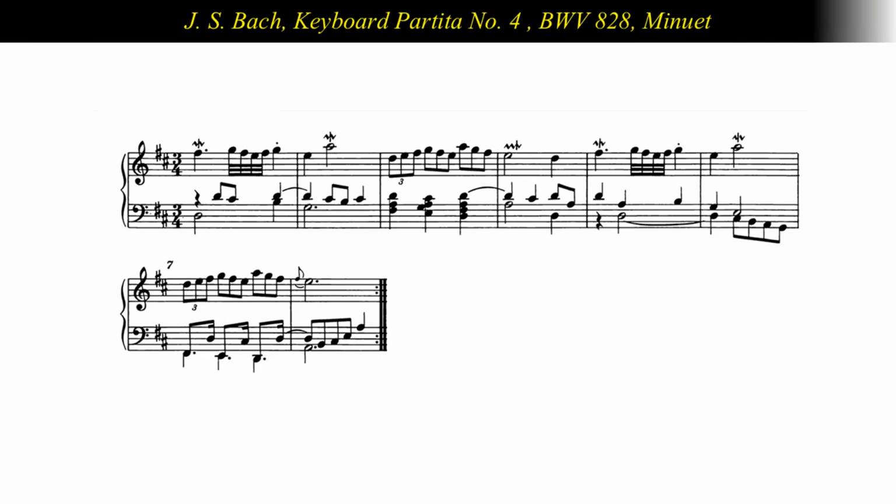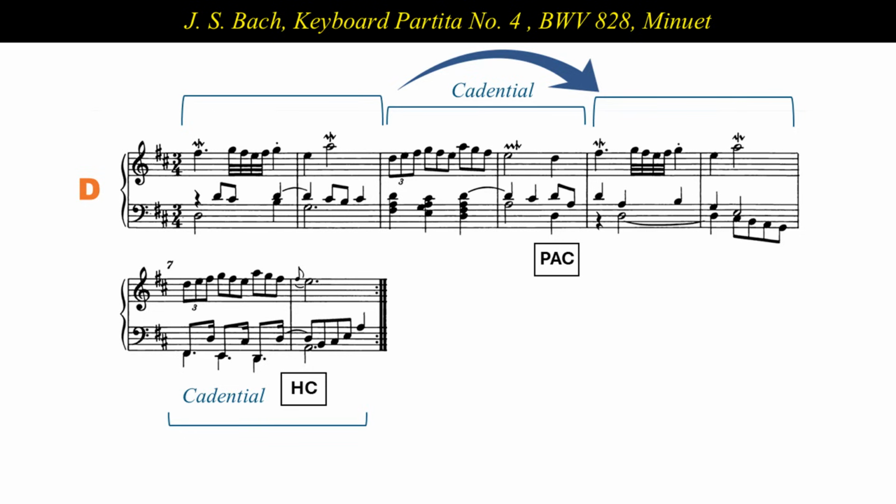Sometimes the order of the cadences is reversed. James Webster called this anti-period.